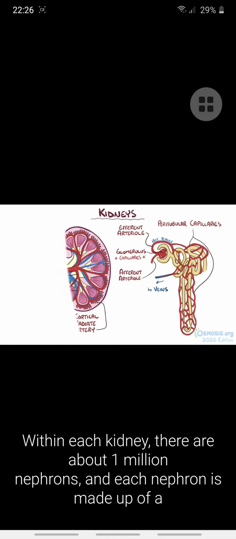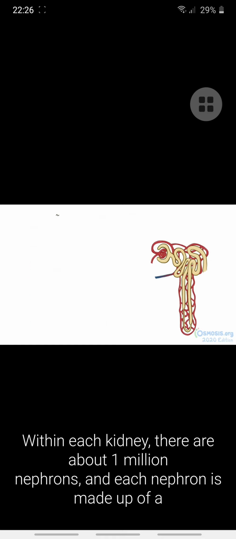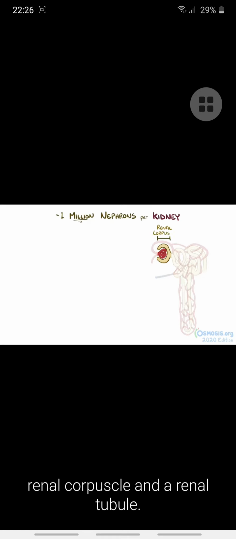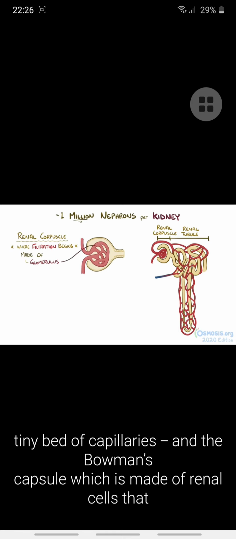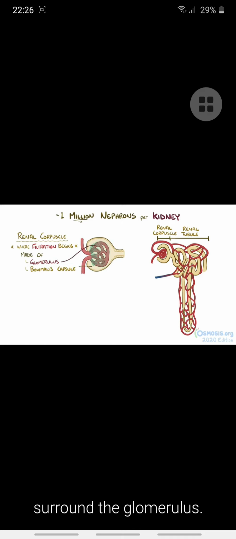Within each kidney, there are about 1 million nephrons, and each nephron is made up of a renal corpuscle and the renal tubule. The renal corpuscle is where the blood filtration starts, and it includes the glomerulus, the tiny bed of capillaries, and the Bowman's capsule, which is made of renal cells that surround the glomerulus.